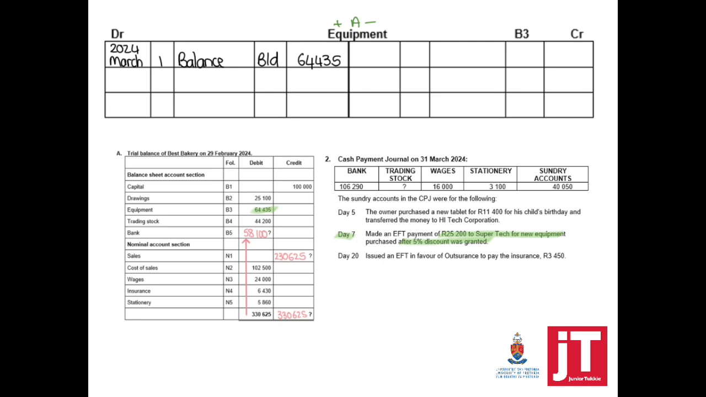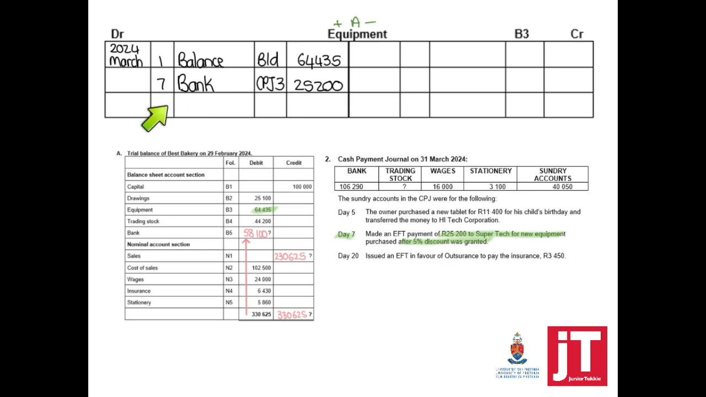the cash payment journal on day 7, it said made an EFT payment for $25,200 to Supertech for new equipment purchase after 5% discount was granted. So there's a calculation involved. Apologies, there's no calculation involved. The key word there is after 5% discount was granted. This means that they've already taken this into account.